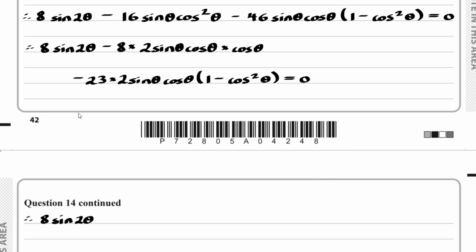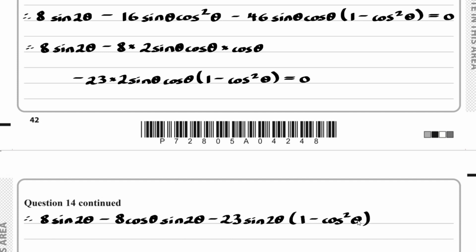So I have 8 sine 2 theta, subtract. Now here I've got 8 times by cos theta multiplied by sine 2 theta, subtract 23 multiplied by sine 2 theta multiplied by 1 minus cos squared theta, and this is equal to 0, recognizing that 2 sine theta cos theta is the same as sine 2 theta.